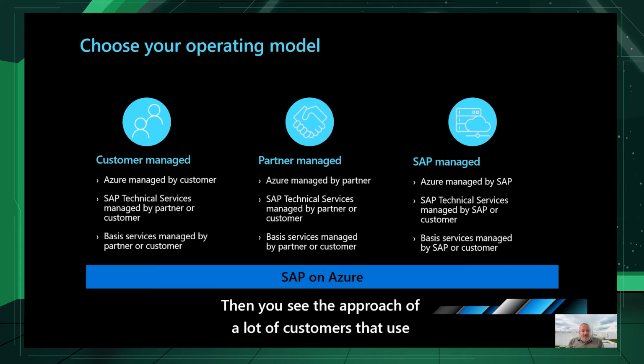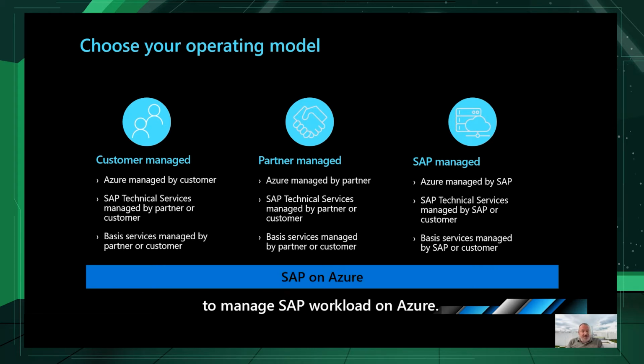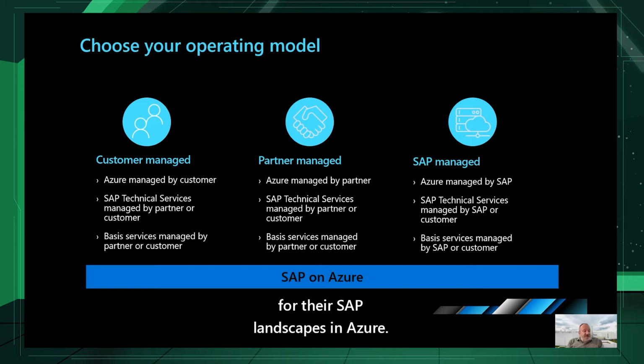Then we see the approach of a lot of customers that use a partner to manage the operations of their SAP landscapes in Azure, very often the same partner they already used on premise. These customers very often already had partners that they had a relationship with, and we work closely with a lot of these partners and try to enable them to manage SAP workload on Azure. There's a large selection of these partners available for customers that decide to have a managed service provider for their SAP landscapes in Azure. And then as a third possibility, we certainly have an SAP-managed SAP landscape through services like SAP HANA Enterprise Cloud. In principle, that's how we see customers being deployed in Azure with SAP landscapes.